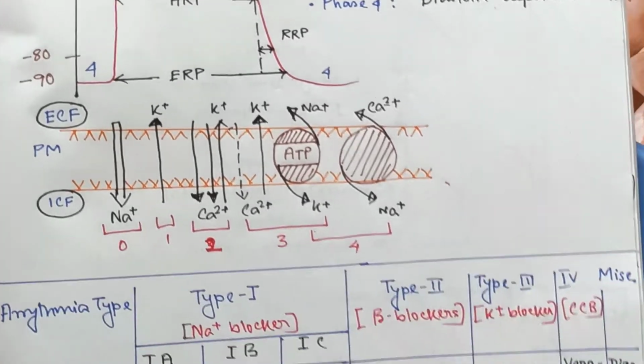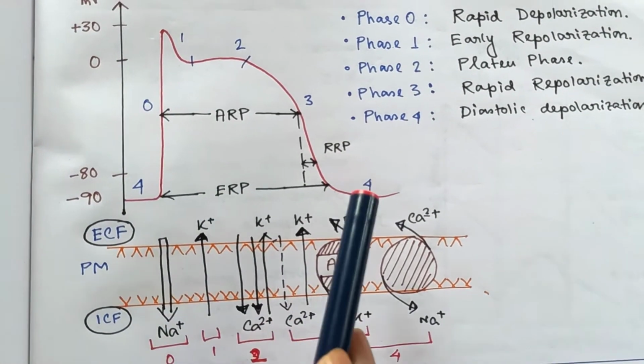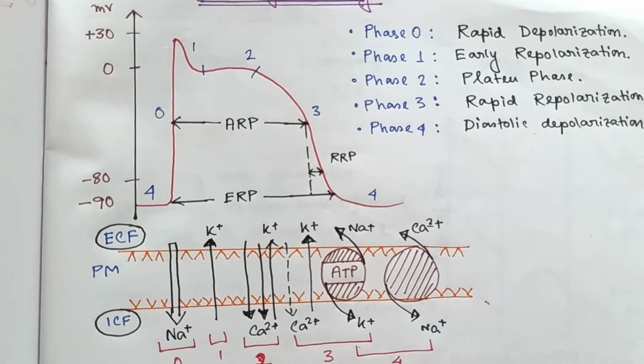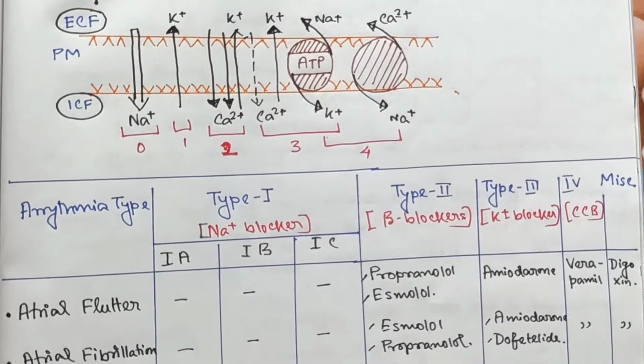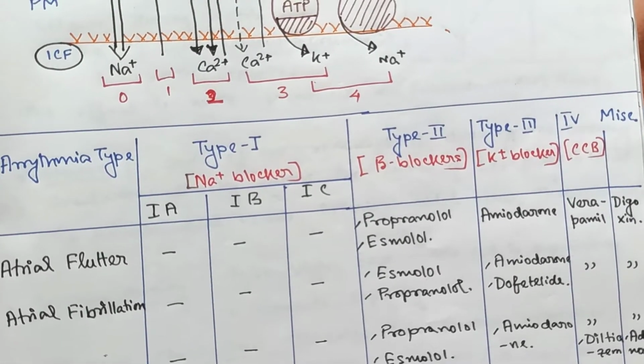Now if there is any abnormality in this pattern, in this normal action potential of the myocytes, then arrhythmia will generate, and according to this, antiarrhythmic drugs have been organized.